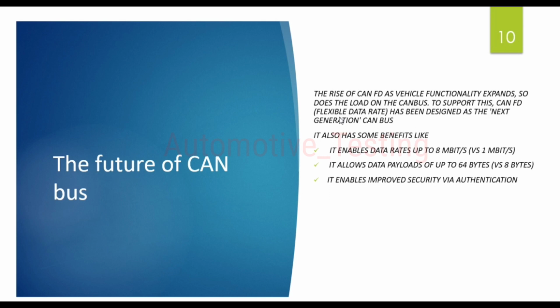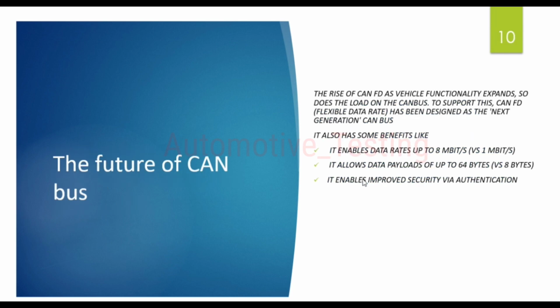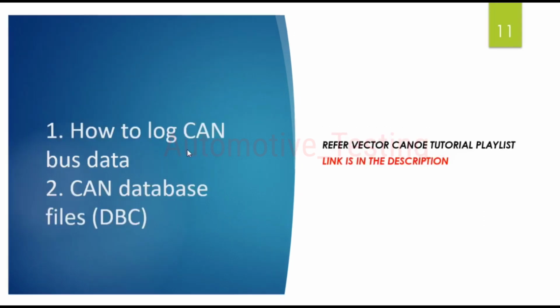So does the load on the CAN bus. To support this, CAN FD, which means flexible data rate, has been designed as the next generation CAN bus. Because automotive Ethernet has some safety feature issues, CAN FD will be considered. CAN FD has some benefits: it enables data rates up to 8 megabits per second versus 1 megabit per second. This is the classical CAN data, and this is the CAN FD data. It allows data payloads up to 64 bytes, and classical CAN allows only 8 bytes. It enables improved security via authentication.